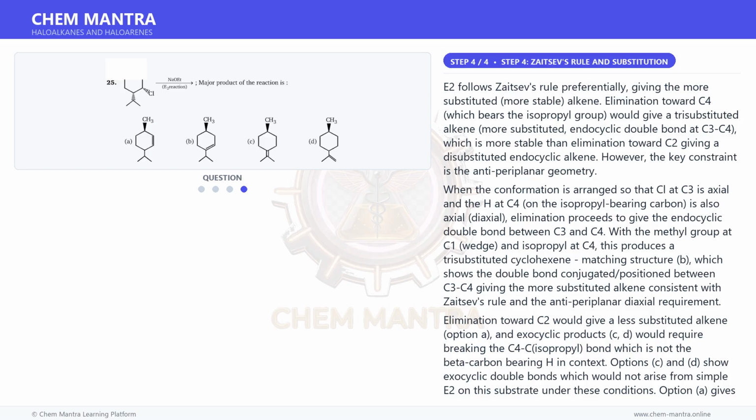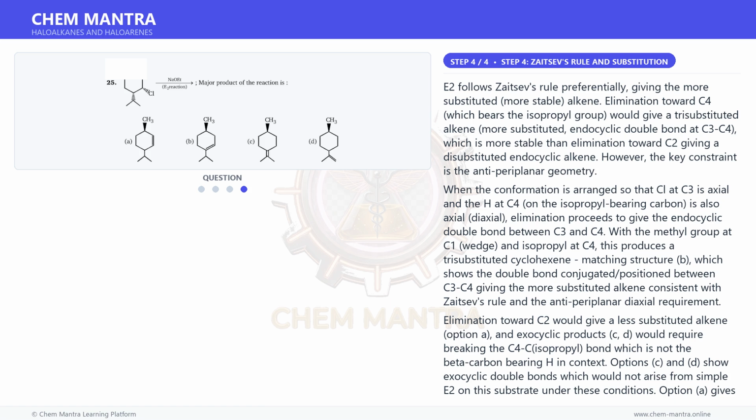And for the final step, E2 follows Zaitsev's rule preferentially, giving the more substituted, more stable alkene. Elimination toward C4, which bears the isopropyl group, would give a trisubstituted alkene, a more substituted endocyclic double bond at C3, C4, which is more stable than elimination toward C2 giving a disubstituted endocyclic alkene.